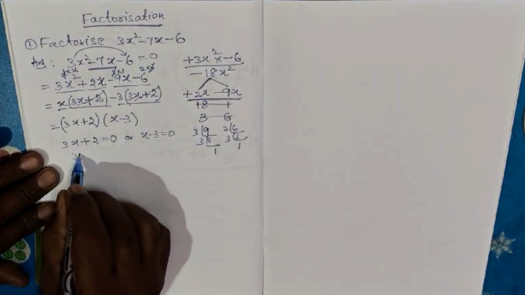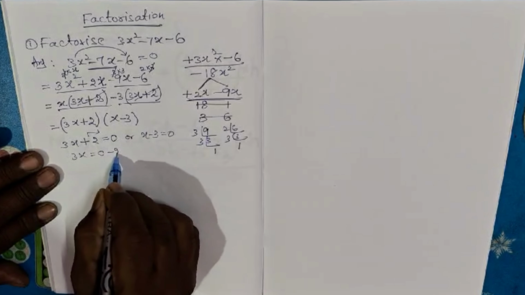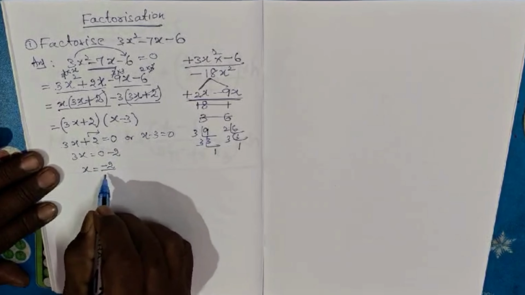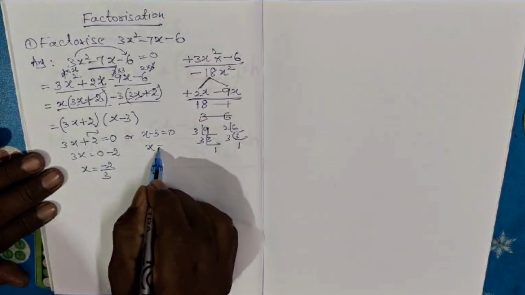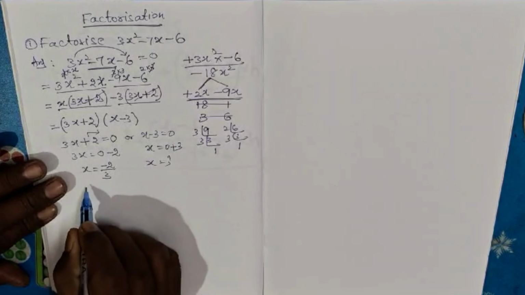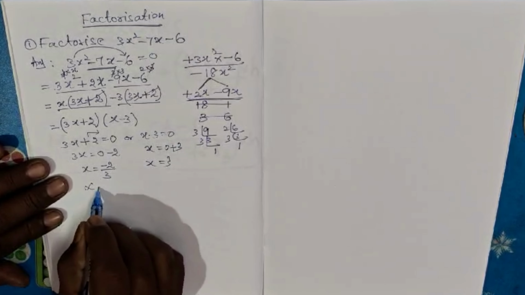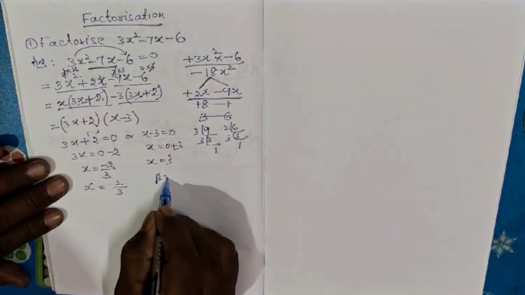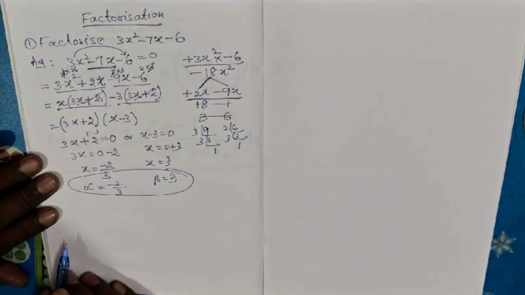Now 3x is equal to 0, transpose it this side, it becomes minus 2. So x is equal to minus 2 by 3. This is one zero, and x is equal to 0 plus 3, which is 3. So we consider this in the polynomial chapter as alpha is equal to minus 2 by 3, beta is equal to 3. These are called the zeros of this polynomial.